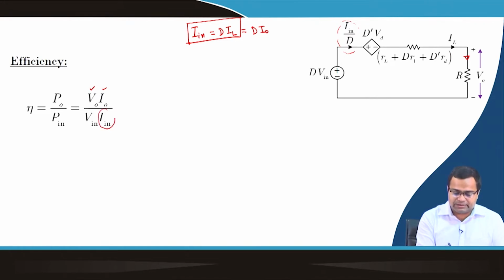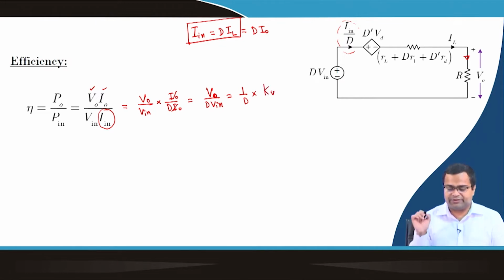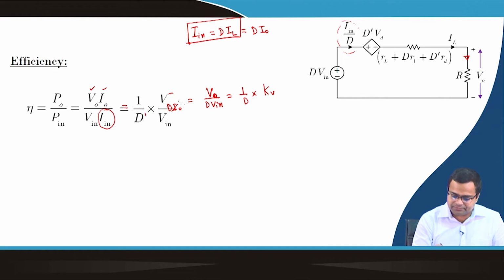Next, this is fine. What about this? If you replace with this, you will get V0 by V in into I0 by D I0, and if you cancel it, you will get V0 by D into V in, or it is simply 1 by D into kV. Okay, so it is written here. Okay, so I can erase this particular part.